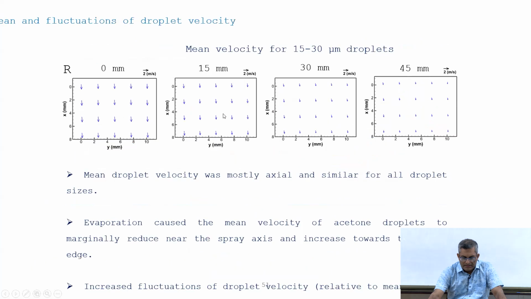And this is the vector plot for the droplet velocity, the 15 to 30 micron droplet velocity, and you can get this for different size classes also. So, I am showing these results to give you a flavor of the kind of data that we can obtain and how we can use those to understand the physics.